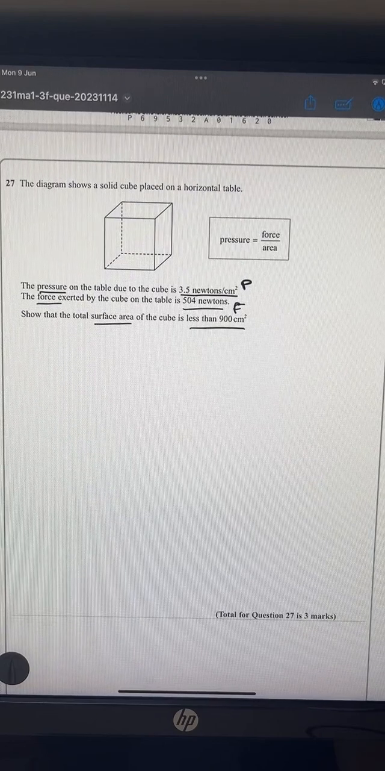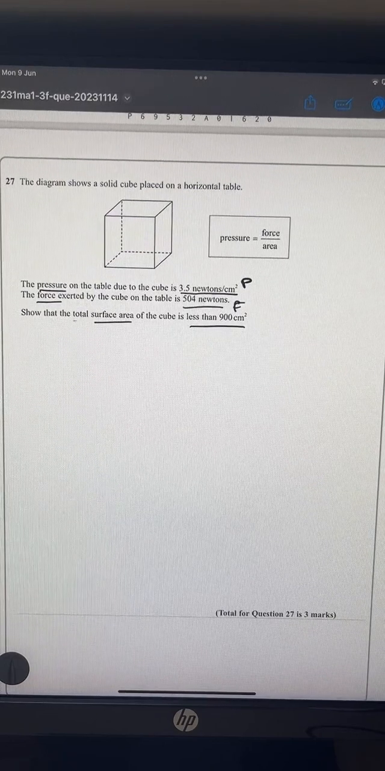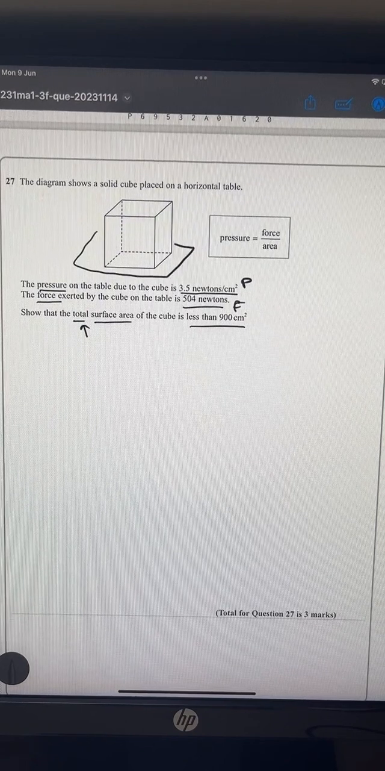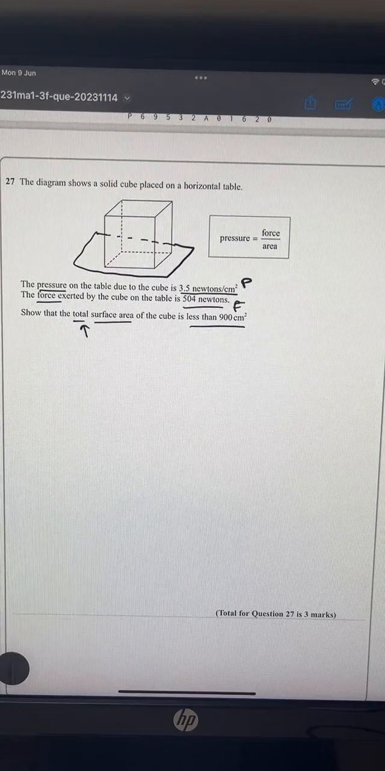Now, what you need to notice is that they say total surface area. So this formula, pressure is force over area, that just gives you the area of the base, right? Because imagine here's your table. I'm going to draw it out for you because they're evil and they didn't. That kind of is off-putting. Yeah, see, this is the area that they're talking about because it's sitting on the table, like you've got a box on the table, but they need the total surface area. So we'll get to that in a moment.